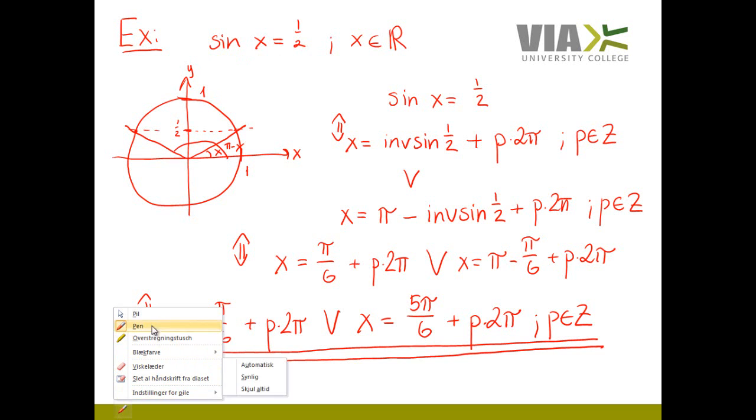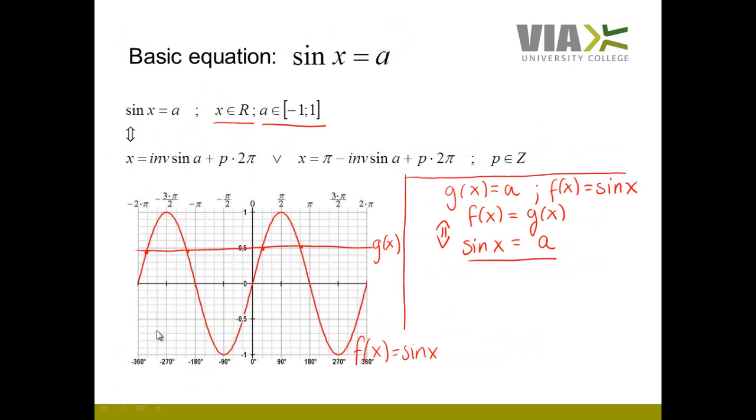Alright, so if we go back, then we see here a general picture. For sin x equals a, a has to be in between -1 and 1 in order for sin x equals a to have solutions. Then we find our solutions x to be equal to inverse sine a plus our period p times 2 pi, or x is equal to pi minus inverse sine a plus p times 2 pi. So that's generally how we solve our basic equation sin x equals a.